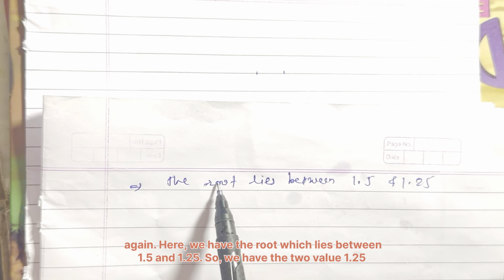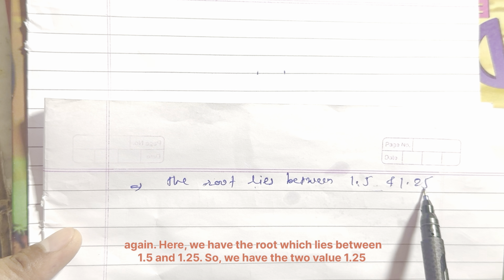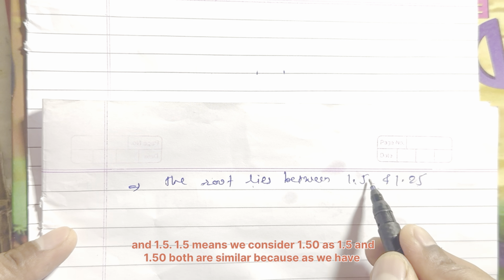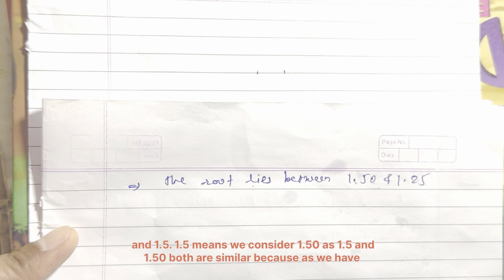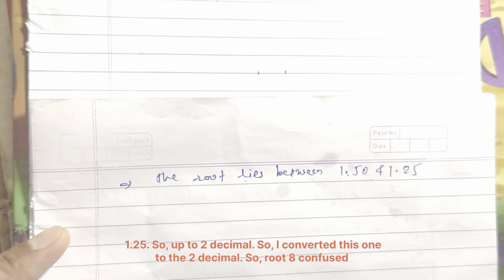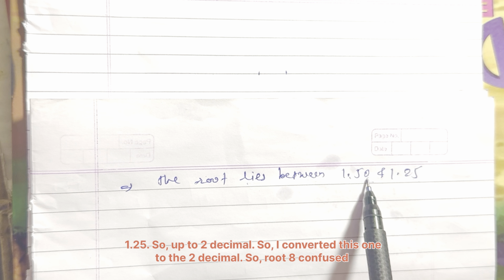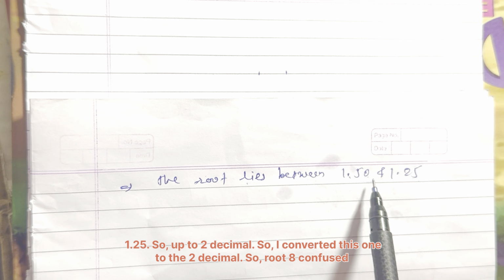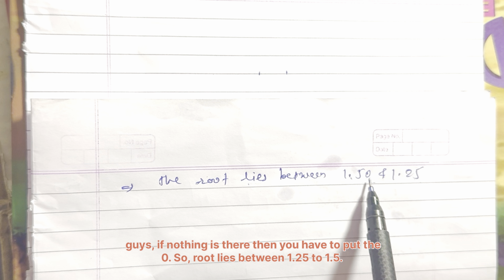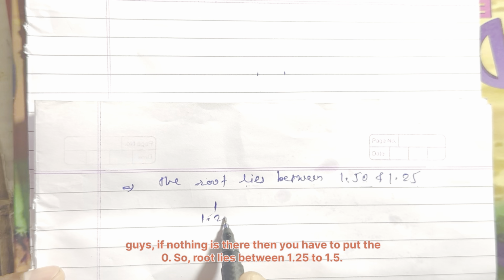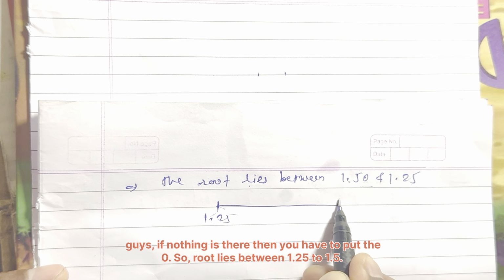Here we have the root which lies between 1.5 and 1.25. So we have the two values 1.25 and 1.5. We consider 1.5 and 1.50 to be the same. Because we have 1.25, up to 2 decimals, I converted this one to 2 decimals. So don't get confused, guys. If nothing is there, then you have to put the 0. So the root lies between 1.25 and 1.5.